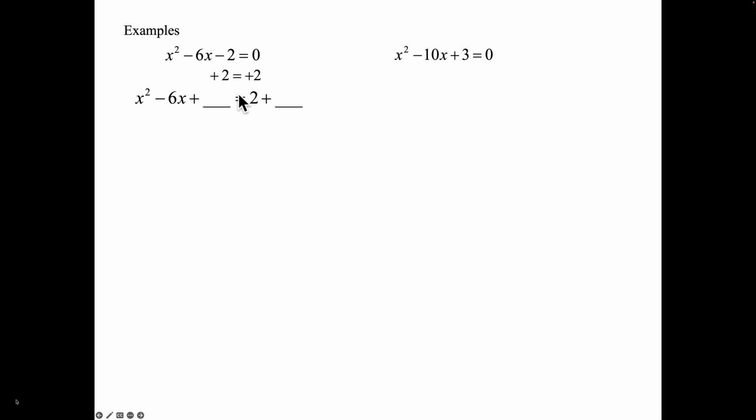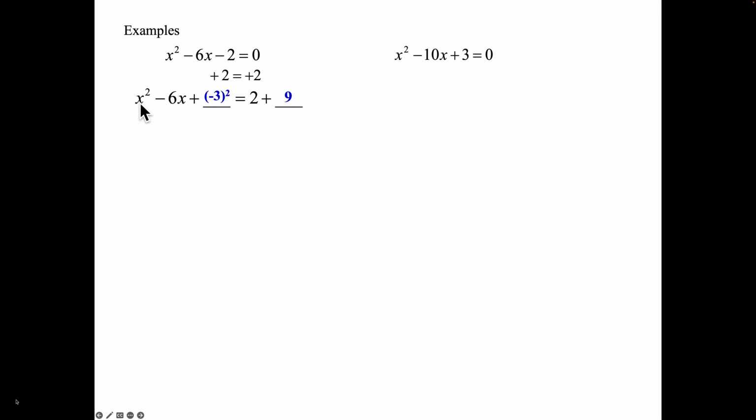Now, see, here's the equal sign. So here will be a plus blank on both sides to keep it balanced. Think of the equal sign as the balance point of a teeter-totter, if you will. If I add something to one side, I have to add it to the other to stay balanced. All right, let's build this blank. What's half of negative 6? Negative 3 squared is 9. Just like that, you got your numbers.